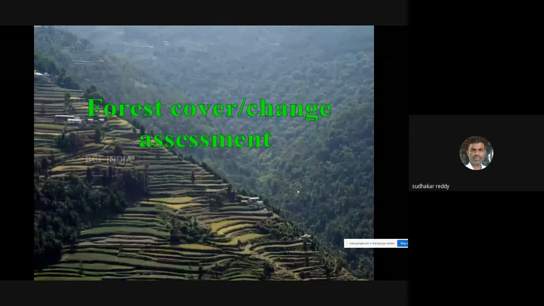So one can make use of these databases to understand the vegetation patterns and also the various conservation aspects. Here, I would like to highlight one of the major applications of remote sensing, that is forest cover mapping and change assessment.